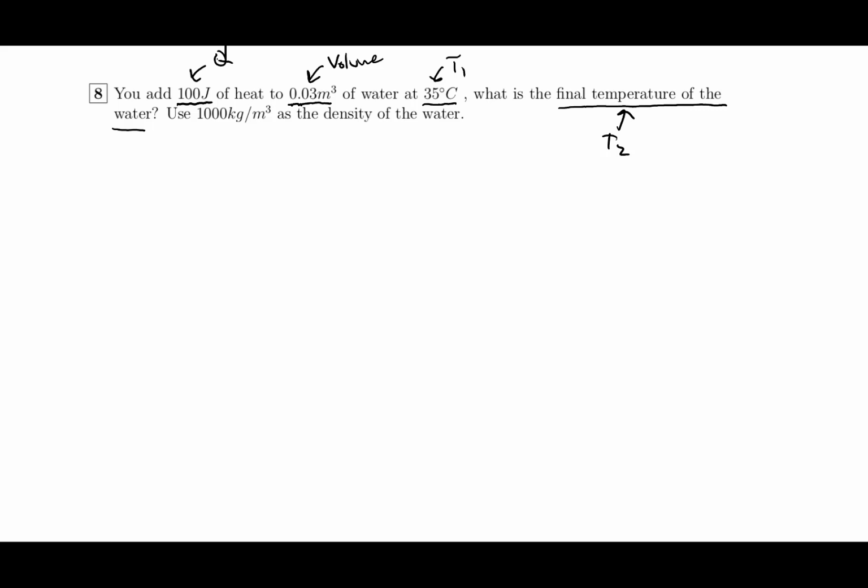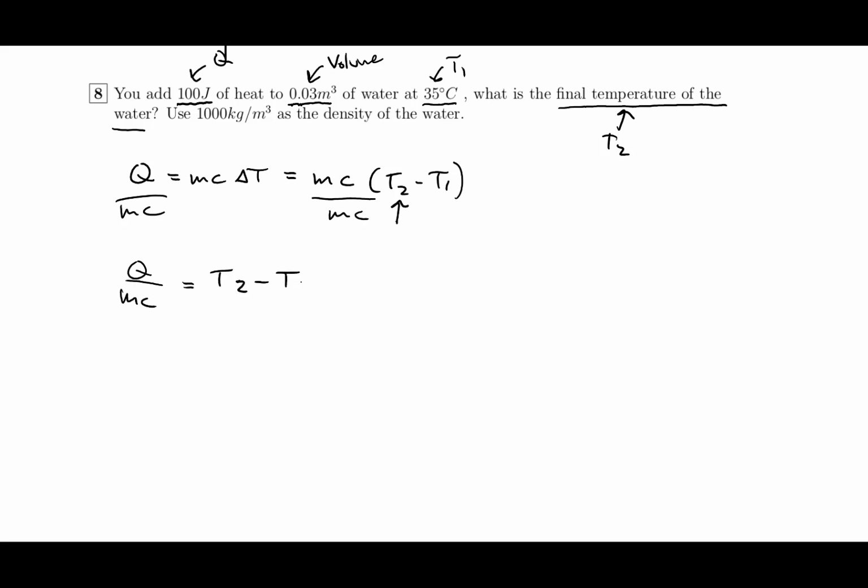So basically, we're just going to use the heat equation. So we have Q is equal to m c delta T, and let's expand out this delta T, so this is T2 minus T1. We are given everything except for T2, so we want to solve this equation for T2. First we're going to divide over the m c, so now we have Q over m c is equal to T2 minus T1. And then we're going to add the T1 over, so T2 is equal to Q over m c plus T1.